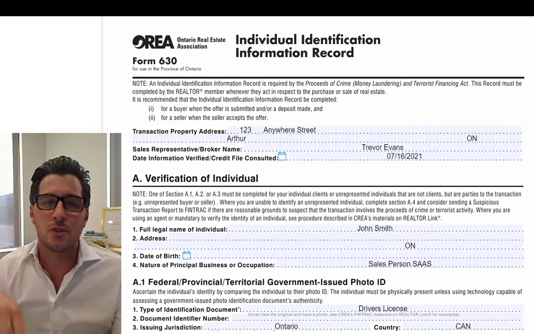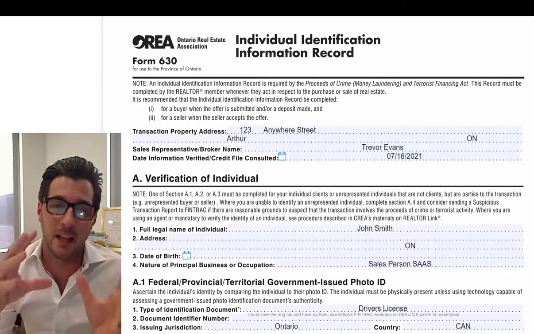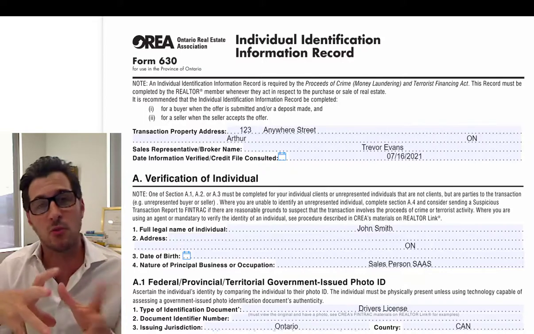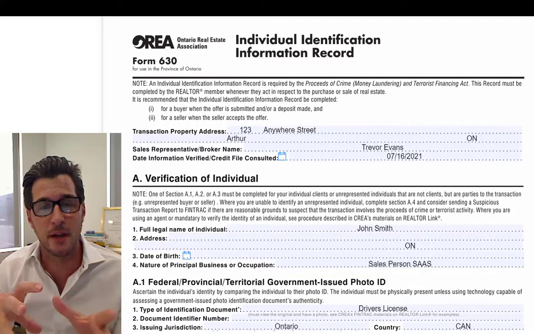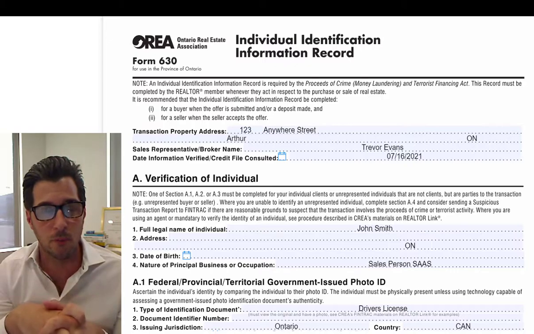I just want to review a very special form called the FINTRAC Individual Identification Information Record. This is Form 630 on our ARIA forms. This is a form that's required by the Canadian government. Anyone who is privy to a transaction with a real estate agent has to have this completed. The real estate agent is the one responsible for completing this.